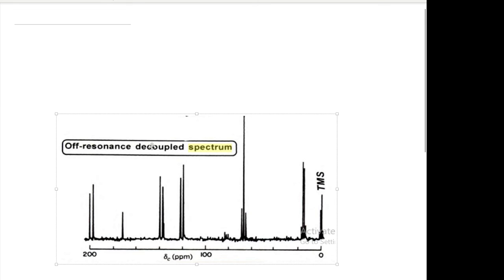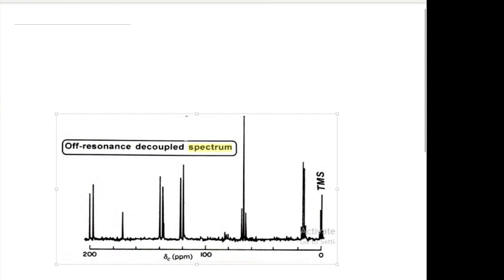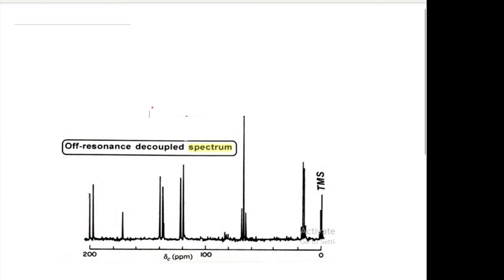This is an off resonance decoupled spectrum of the same molecule that we have, this one, para-ethoxybenzaldehyde. In the off resonance decoupled, all the peaks will split. There would be splitting for every type of carbon attached. Like this is an aldehyde carbon. So there is a single proton attached to this, so it will give us a doublet.